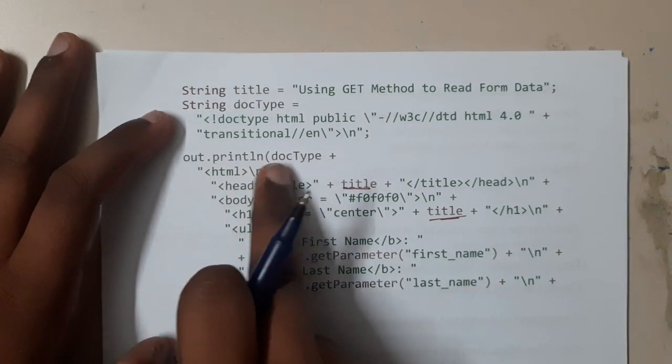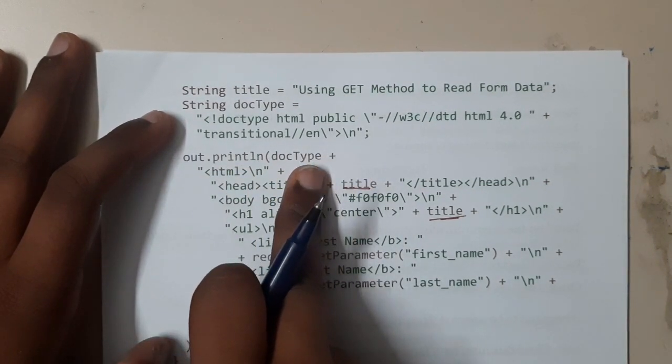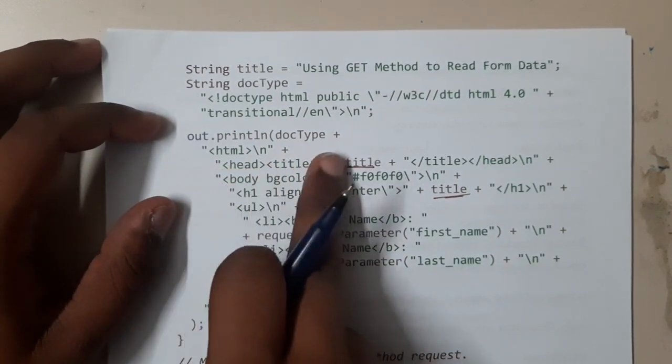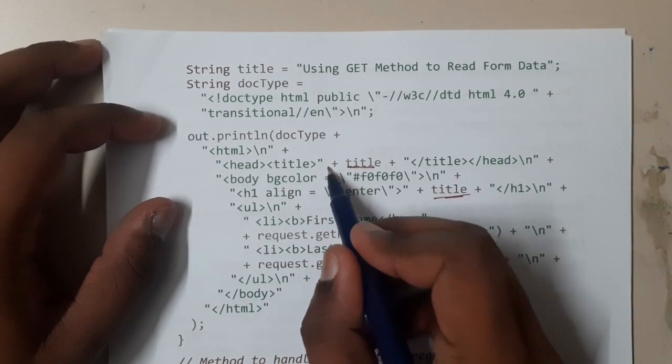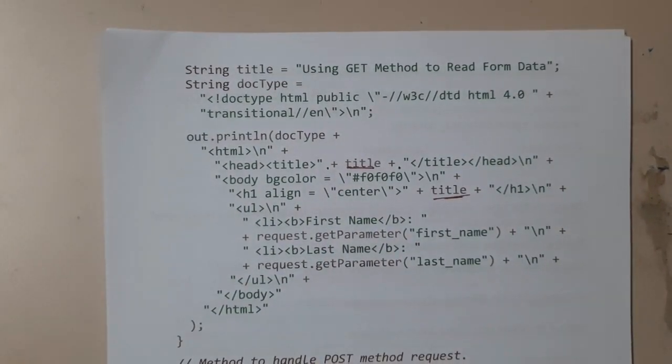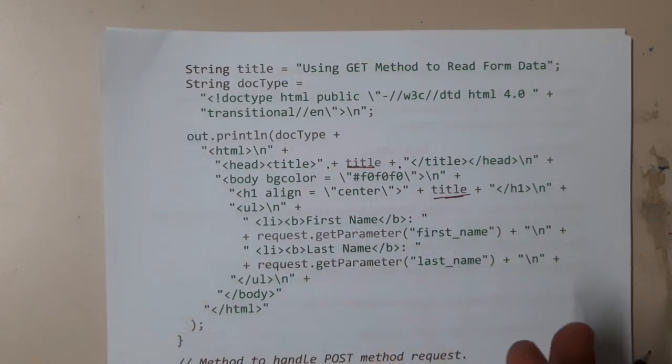So here it came back to normal Java code. So that is the reason why it is outside the double quotes. And again we came back to HTML, so it is inside double quotes. Again here you came back to normal. So in this way, you'll be using double quotes to differentiate between the Java code and the HTML code.